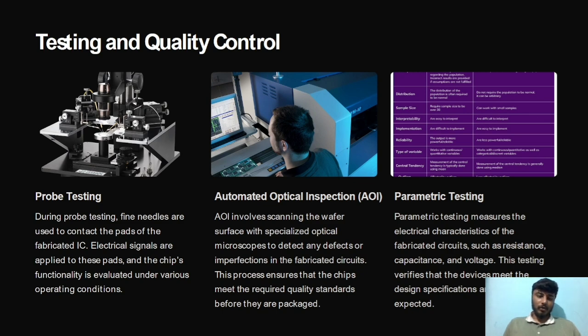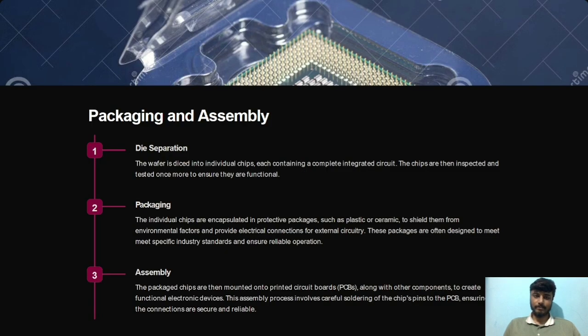AOI. AOI involves scanning the wafer surface with specialized optical microscopes to detect any defects or imperfections in the fabricated circuits. Parametric testing. Parametric testing measures the electrical characteristics of the fabricated circuits such as resistance, capacitance, and voltage. This testing verifies the device meets the design specifications and performs as expected.